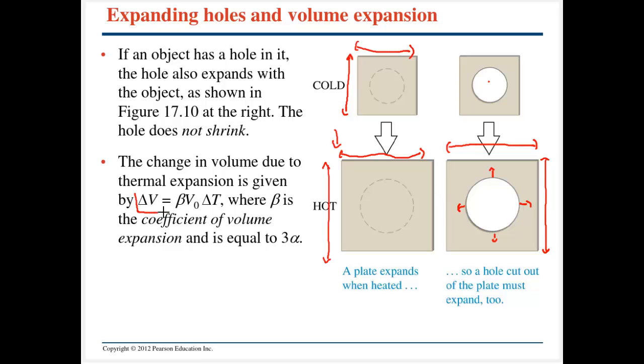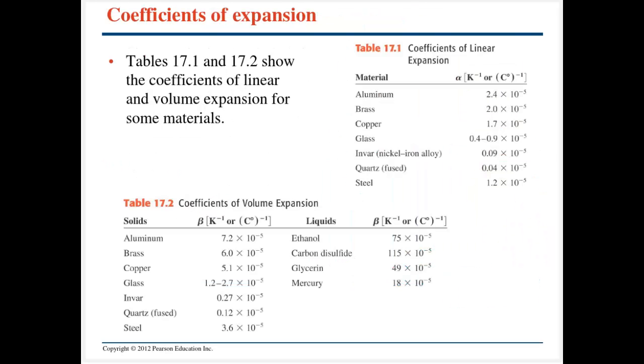We can also talk about volume expansion. It works in the same exact way as the linear expansion, where we have a change in volume related to an initial volume and a change in temperature, and this beta is the coefficient of volume expansion, very similar to that coefficient of linear expansion we already talked about. We can take a quick look at tables 17.1 and 17.2. It's going to give us the coefficients of linear expansion for various objects: aluminum, glass, steel. The units for this coefficient of linear expansion is going to be per degrees Kelvin or per degrees Celsius. It's the same one because we're talking about a change in temperature.